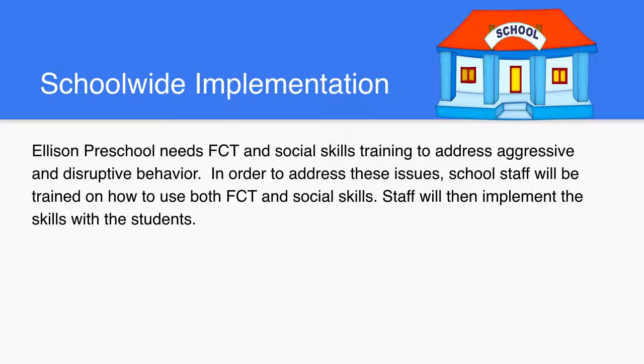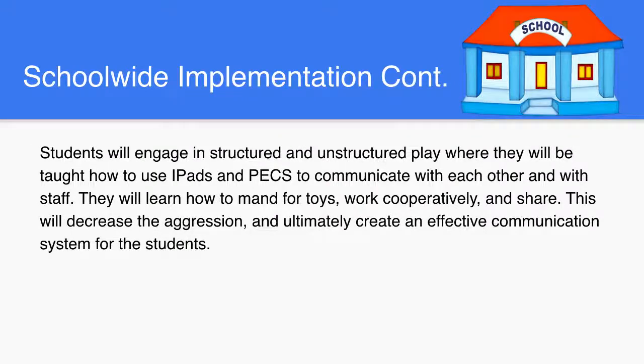School-wide implementation: Allison's preschool will use FCT and social skills training to address aggressive and disruptive behavior. In order to address these issues, school staff will be trained in both FCT and social skills. Staff will then implement the skills with the students. Students will engage in structured and unstructured play, where they will be taught how to use iPads and PECs to communicate with each other and with staff. They will learn how to mand for toys, work cooperatively, and share. This will decrease the aggression and ultimately create an effective communication system for students.